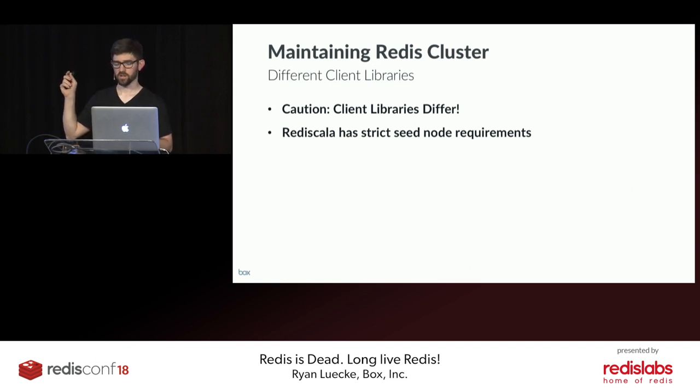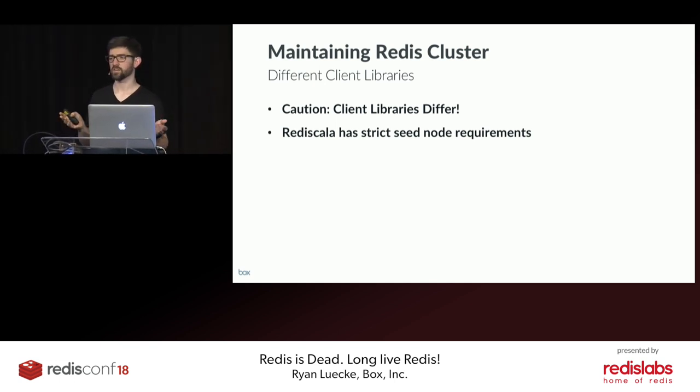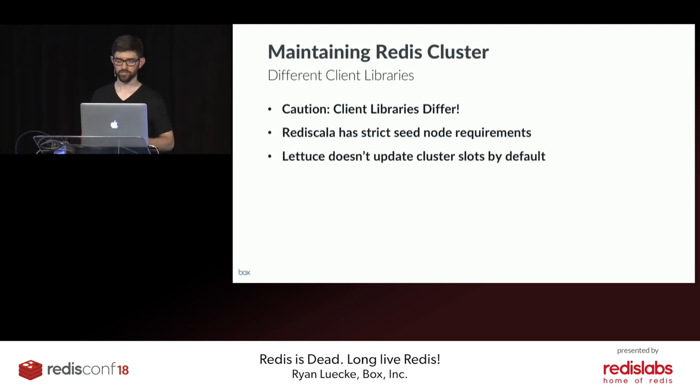And so clients were trying to connect to a node that was part of the cluster, but it wasn't in the list of seed nodes. So even though the cluster knew that this node was part of the cluster, the client was trying to connect to it, but Redis Scala did not allow that to happen. It was super strict: you cannot talk to anyone outside of your seed nodes.